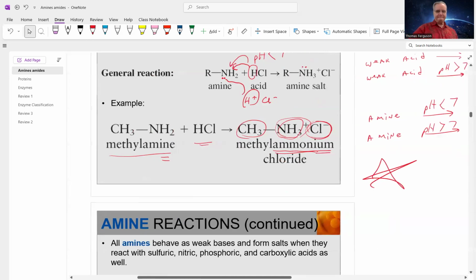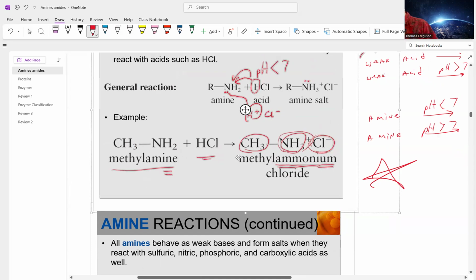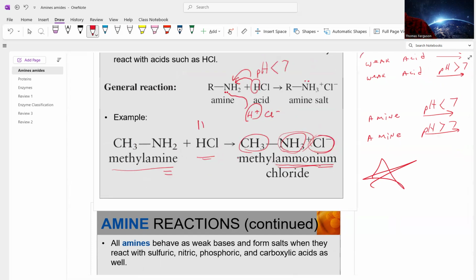Okay. So here we have strong acid. It's going to bond to that nitrogen in the amine. We're going to end up with the ammonium salt. So we take nitrogen, and when it becomes a cation, a positive cation, it becomes ammonium.